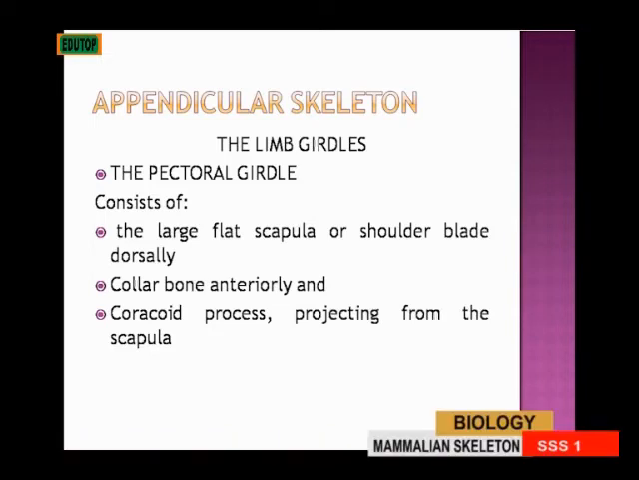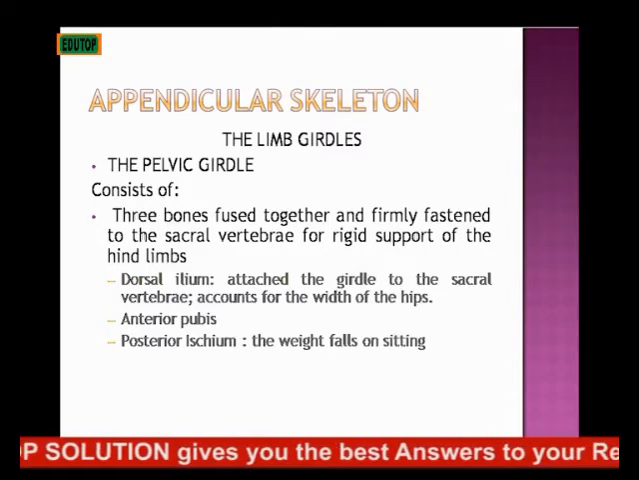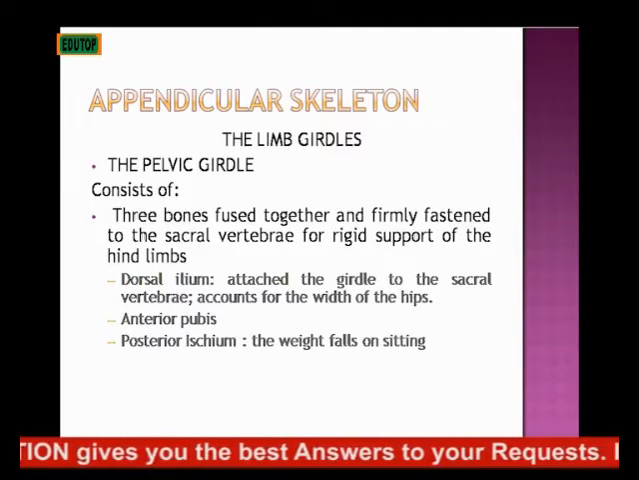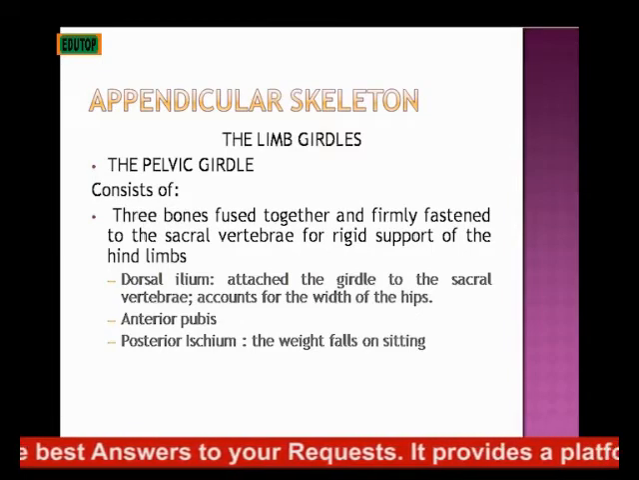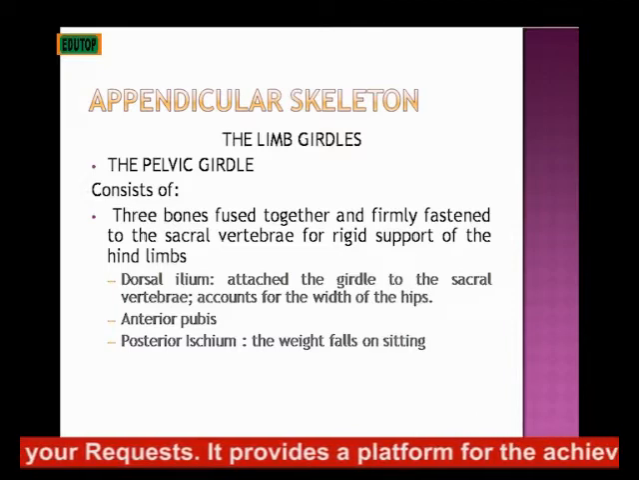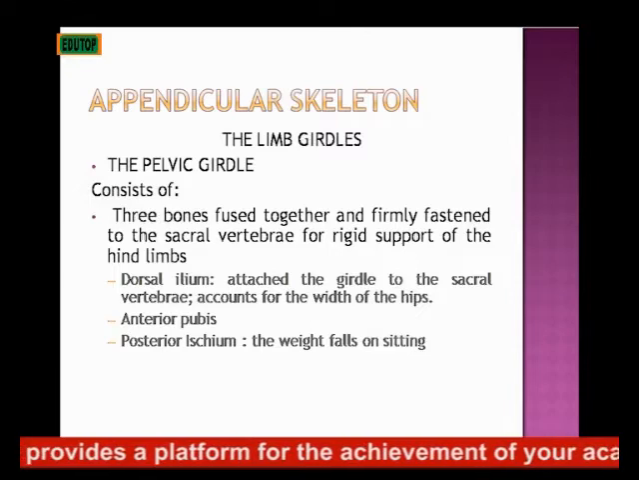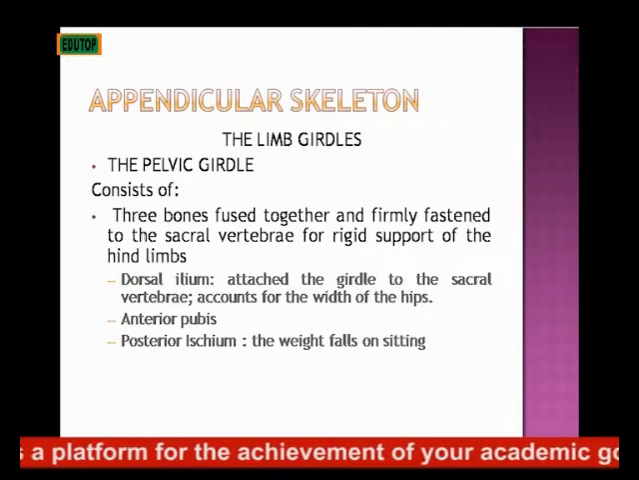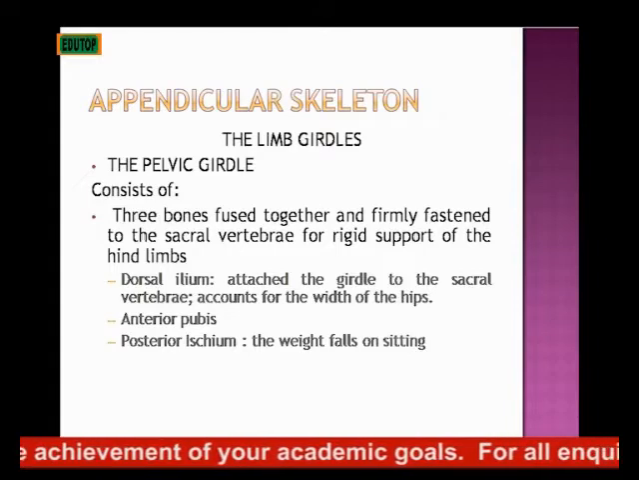Now the pelvic girdle. The pelvic girdle consists of 3 bones that are fused together and firmly fastened to the sacral vertebra for rigid support of the hind limbs, that is, the legs. That is what the pelvic girdle is all about.